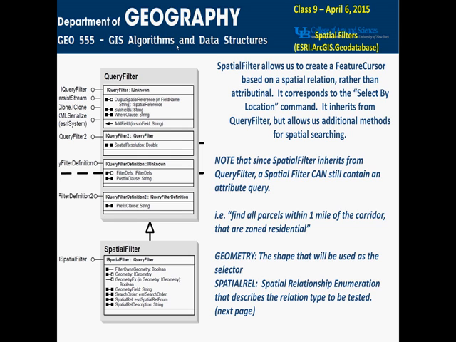But notice, and this is something you cannot do in ArcMap, a spatial filter is still a child of query filter. So you can have a spatial filter query that also has an attribute query. You can do it in one statement. You could say find every county within 100 miles of Miami that starts with the letter M. You could do that in one code base in ArcObjects. If you built that query in ArcMap, it would take 2 steps.